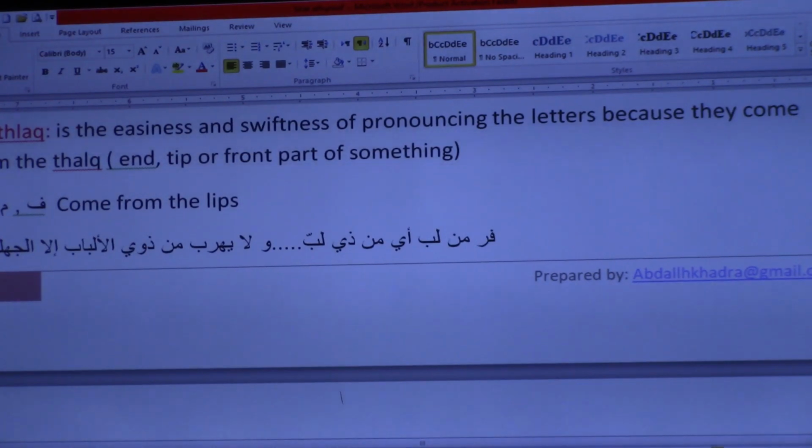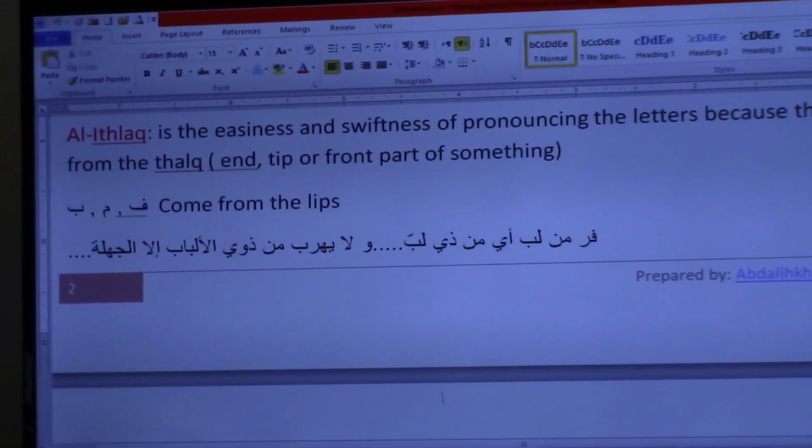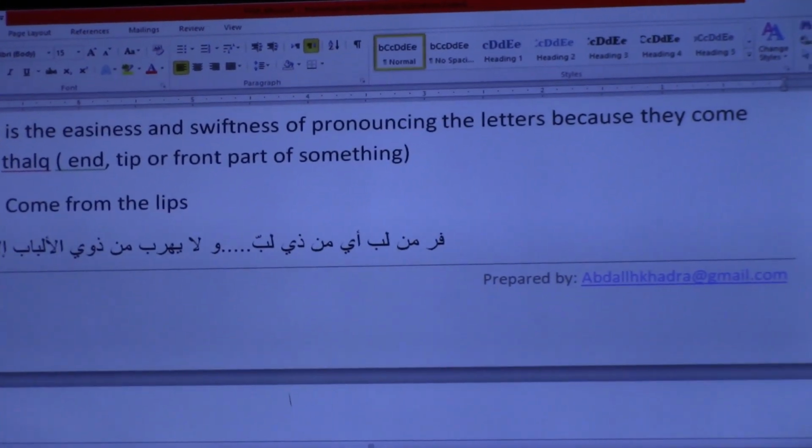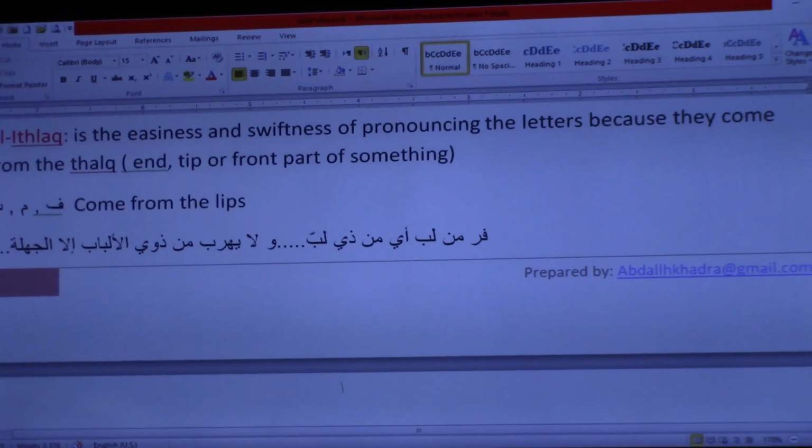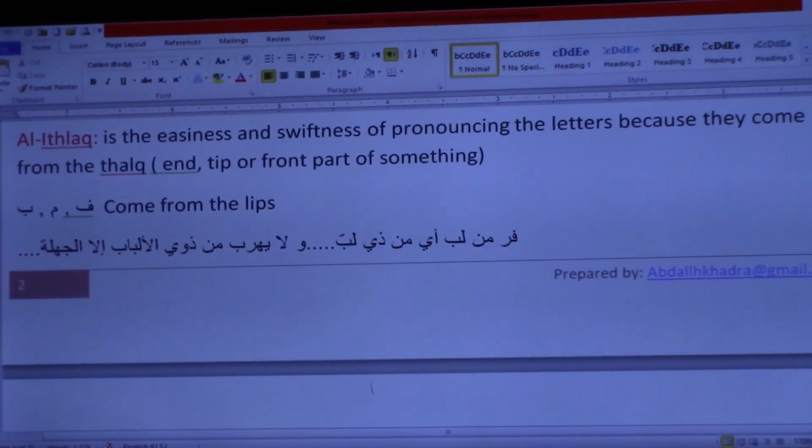Al-idlaq means the easiness and swiftness of pronouncing the letters, because they come from the dhalq, which means the tip of something, the end of something, or the front part of something. What are those idlaq letters? He told you farra min lubb. These letters: fa, ra, mim, nun, lam, ba. How many letters? 6 letters. These letters are called al-idlaq letters. Why? Because some of them come from the tip of the tongue, some of them come from the lip.